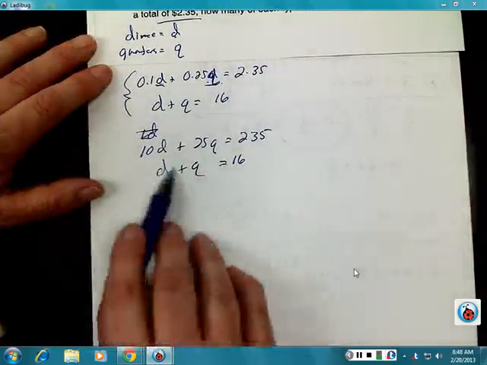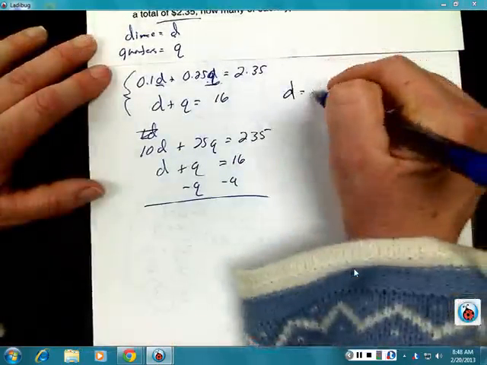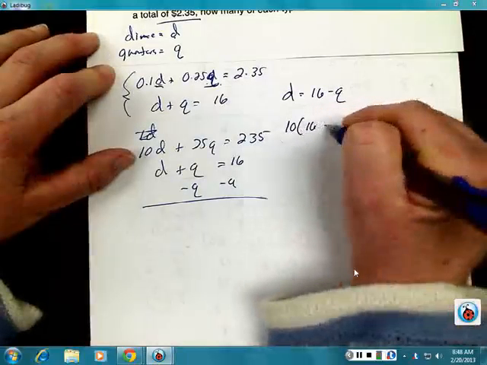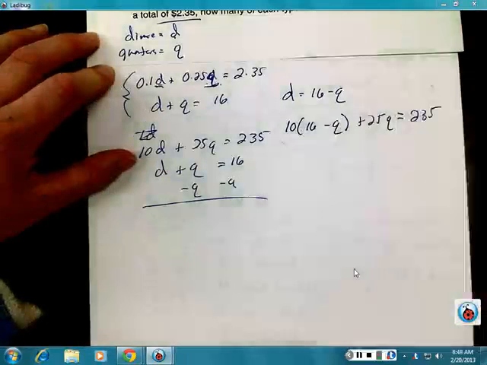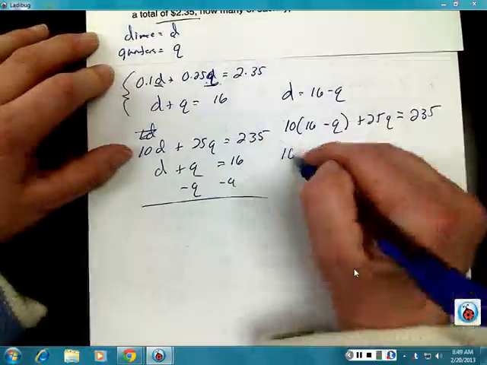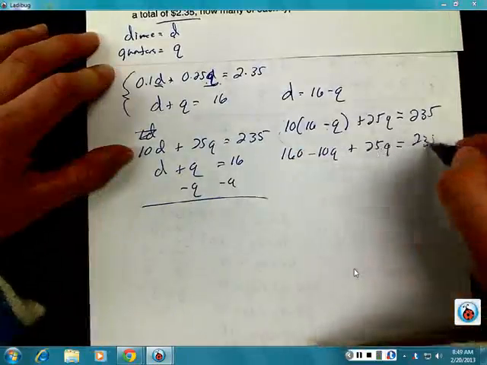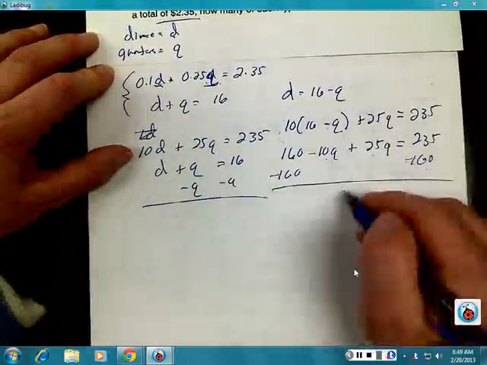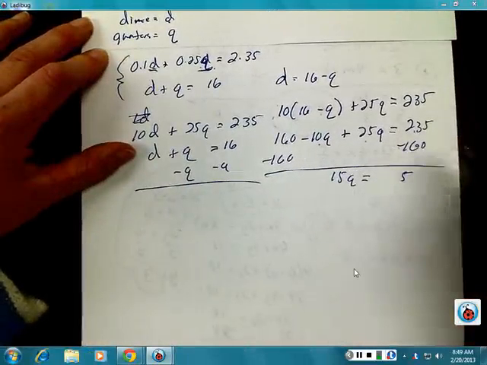Substitution? Okay, because I can get D by itself pretty easy by minusing Q. So I have D is equal to 16 minus Q. Plug them in. Replace D, so 10 times 16 minus Q plus 25Q is equal to 235. 10 times 16 is 160. 10 times Q is 10Q plus 25Q equals 235. Put my Q's together and move my 160 over. Leaves me with 15Q is equal to 75. Is that right? Yep.